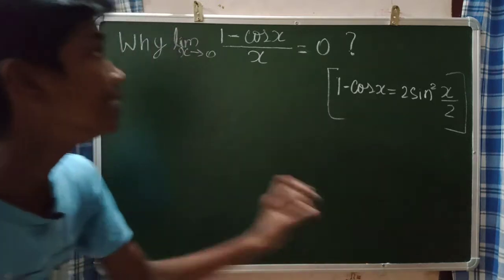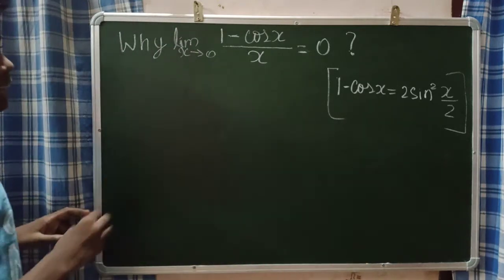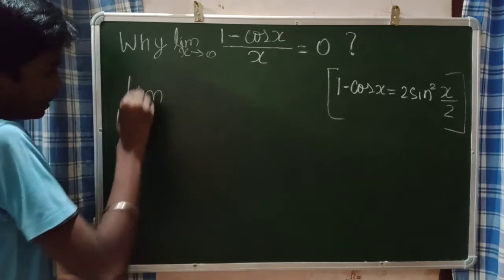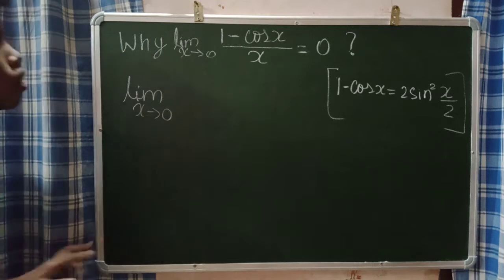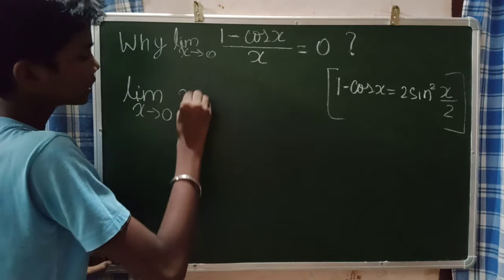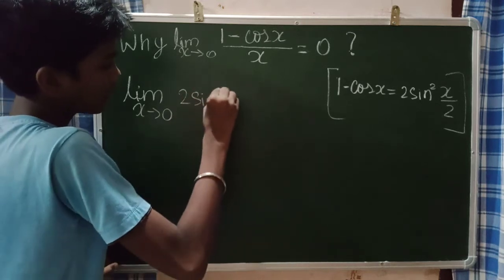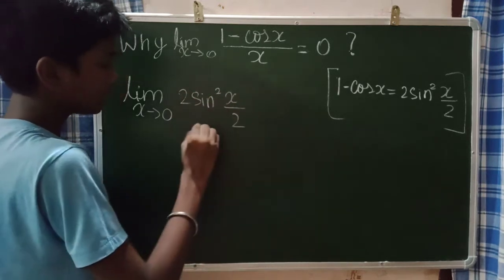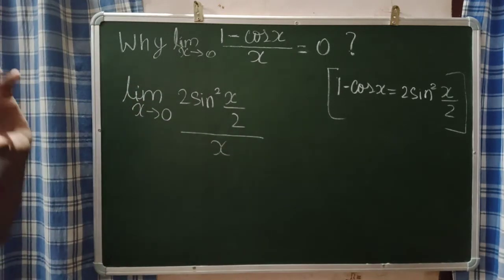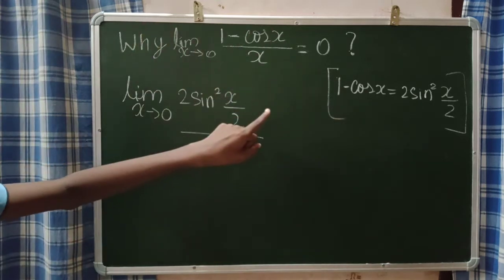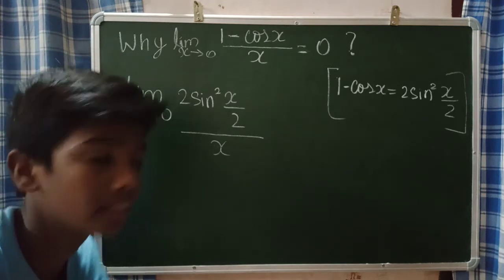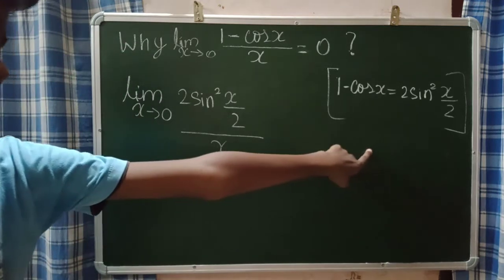Using this identity, I am going to write the numerator as 2 sine square x by 2. So I can write the same limit as the limit of x tends to 0 of (1 minus cos x) divided by x, writing 1 minus cos x as 2 sine square x by 2, then divided by x. I am just using this identity, the famous one that I mentioned earlier.